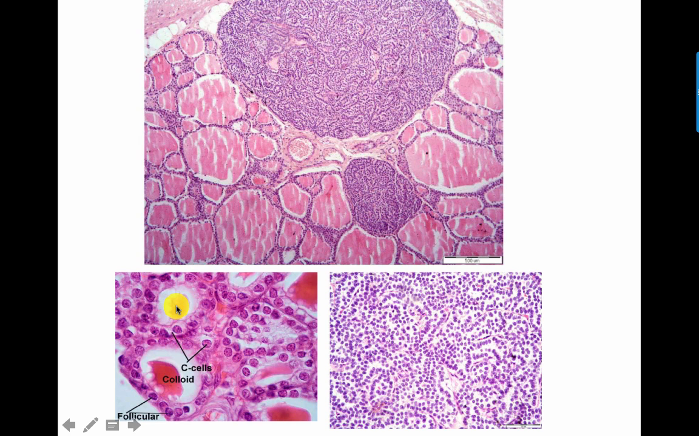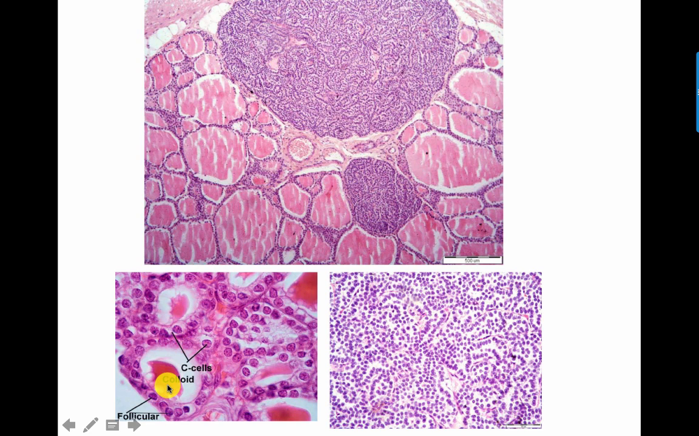And here, this is the shrunken colloid, and this shrinkage takes place during the preparation of the section as an artifact. It is not the normal picture of it, but it is due to the preparation of the section. Here we can also see cells which are clear, or of pale cytoplasm. They are called C cells secreting thyrocalcitonin.